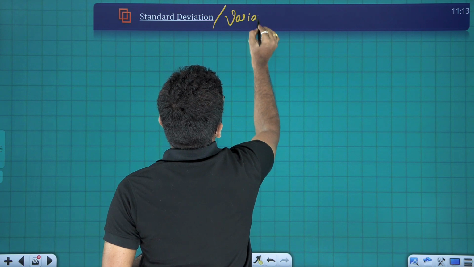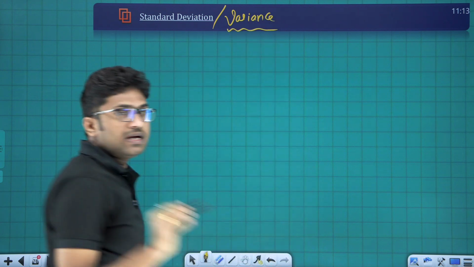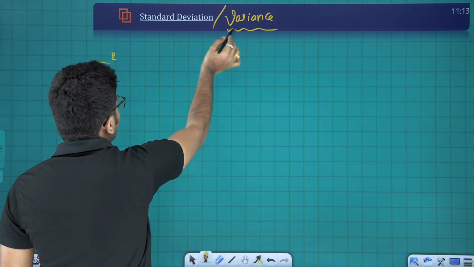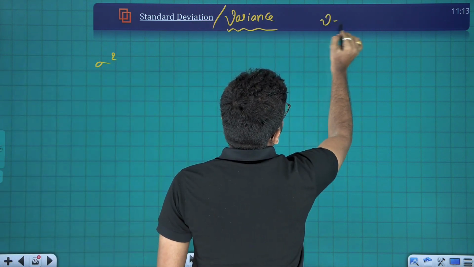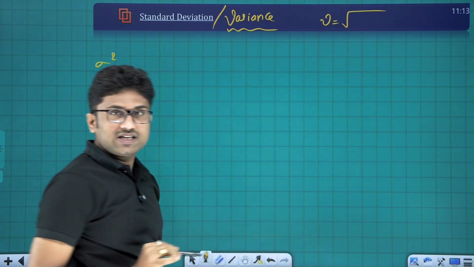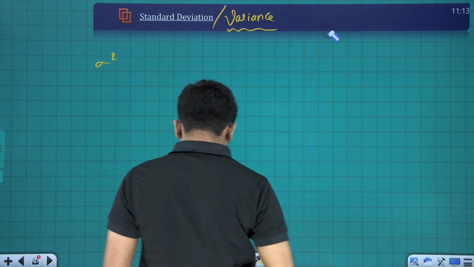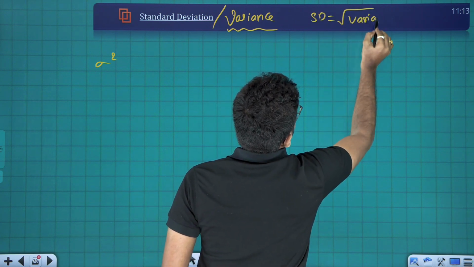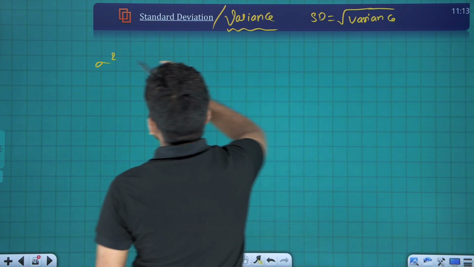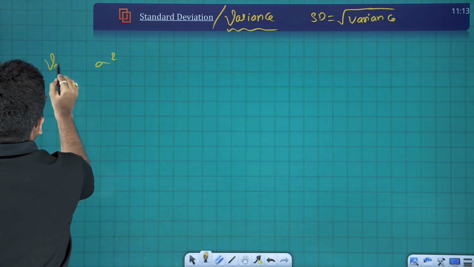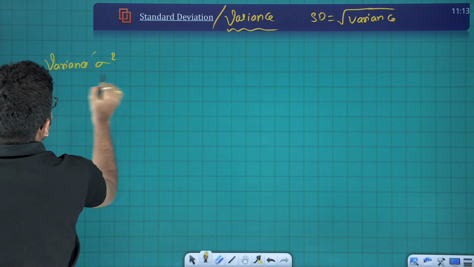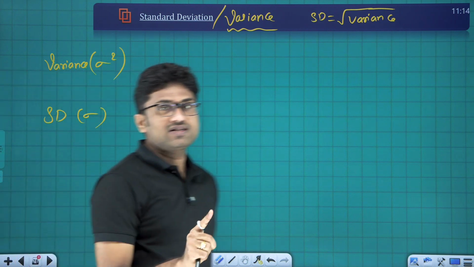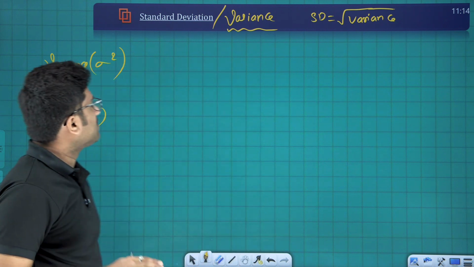Next, standard deviation, or we say variance. First we find variance, then we go with the standard deviation. Variance is denoted as sigma square, and the relationship between variance and standard deviation is that standard deviation equals the square root of variance. Variance is sigma square, and standard deviation is sigma.